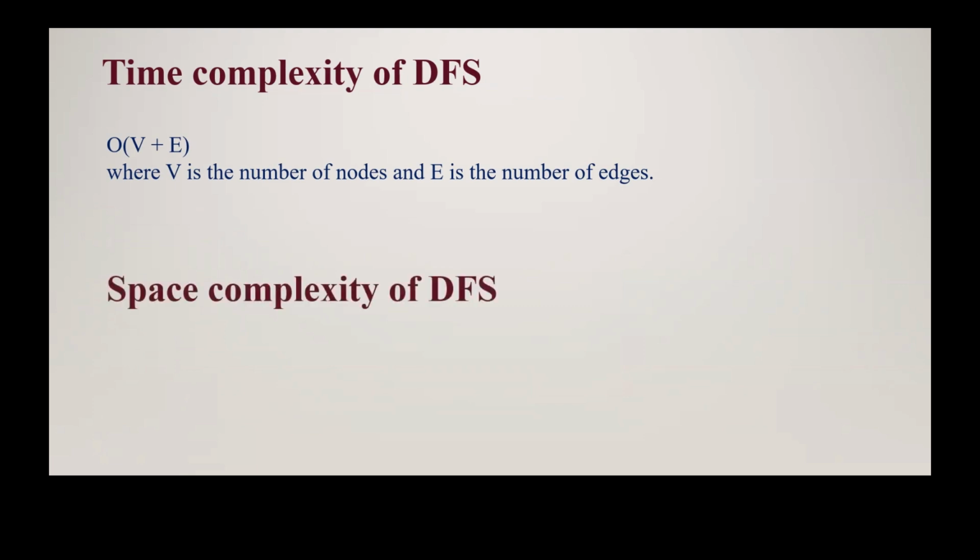Next, what is the time complexity of this algorithm? The time complexity is order of V plus E, where V is the set of vertices or number of nodes, and E is the number of edges or set of edges or links. Next is the space complexity. Space complexity is order of V, where V is the number of nodes or vertices.